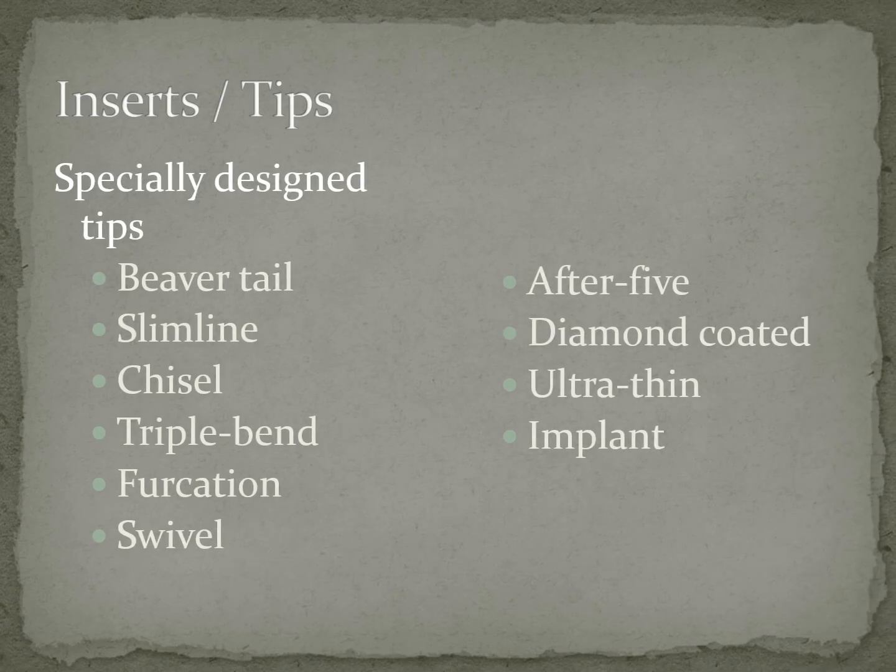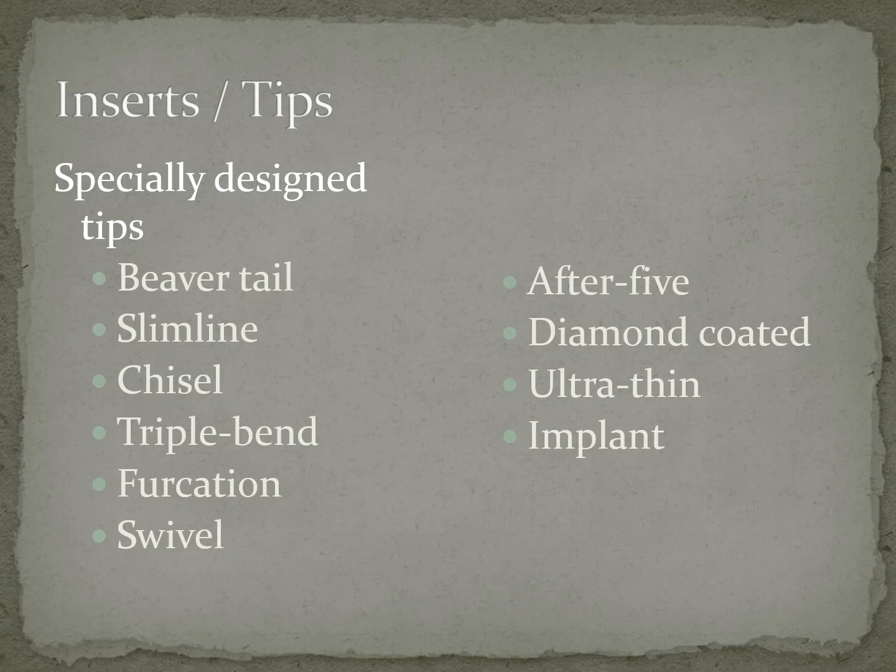So here's just some different names of tips. The beaver tail is going to be, just like the name entails, a large, wide tip, and it is going to be used only supra, and is usually going to be used in section 5. So it would be very difficult to adapt this tip subgingivally. Okay. Then you're going to have your slimline, you're going to have your chisel. There's what's called triple bends. There's specific ones made to get into a patient's furcation.